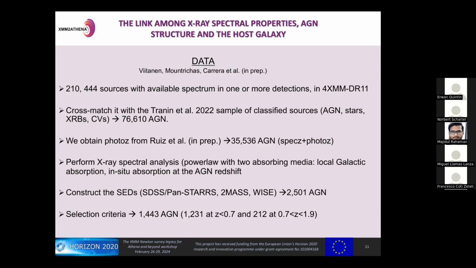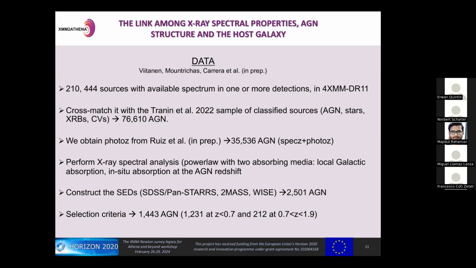So, moving now to the actual paper, we used one of the catalogs that we have compiled in the context of the XMM2Athena project. The catalog that we use has about 200,000 sources with an available spectrum in one or more detections in the 4XMM-DR11 catalog. We cross-matched it with a catalog that Hugo talked about in his nice talk earlier this morning, in order to get classifications for our sources. We ended up with a bit more than 75,000 AGN.